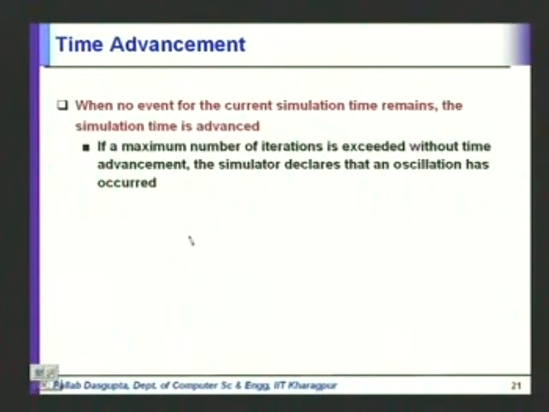Then time advancement. When do we advance time? When no event for the current simulation time remains, the simulation time is advanced. If a maximum number of iterations is exceeded without time advancement, the simulator declares that an oscillation has occurred. Right? This is the criterion for terminating when your circuit is not stabilizing. There is a combinational loop and it keeps on scheduling events and does not terminate.